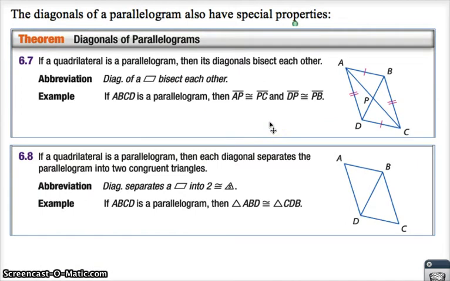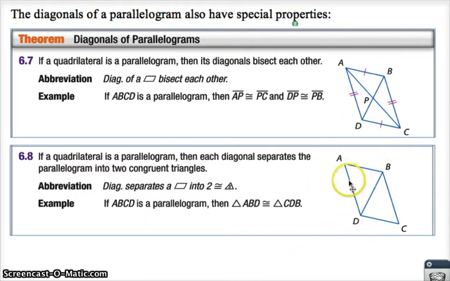There's a couple more. They have to do with the diagonals of a parallelogram. If you draw a parallelogram and draw the 2 diagonals in, the diagonals meet at each other's midpoint. So the point where they meet here is called P. P is a midpoint of BD, and P is a midpoint of AC. So PC and AP are congruent, BP and PD are congruent. Very handy.